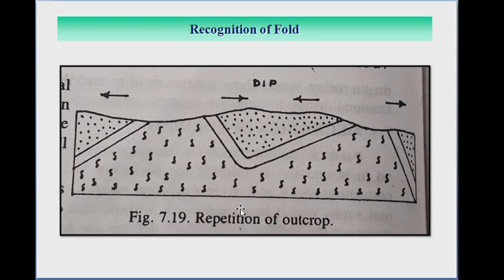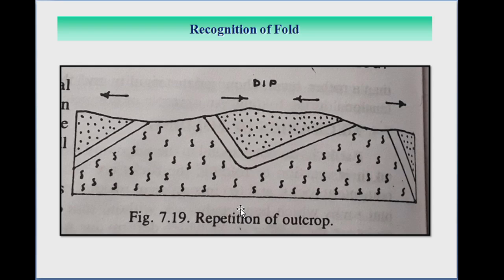The recognition of the fold in the field is not always easy. All the limbs of the fold are seldom visible, therefore systematic study is required for identifying the fold. Sometimes the limbs of the folds are visible, but very often they are not visible, so systematic study of this fold is very much important.